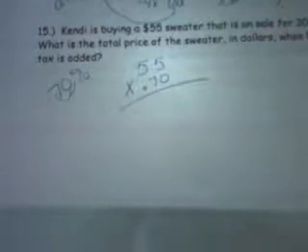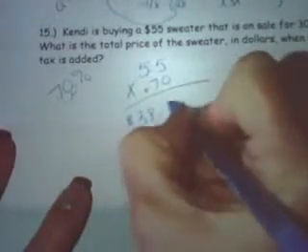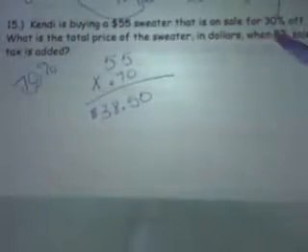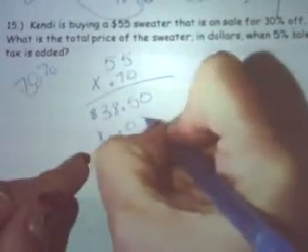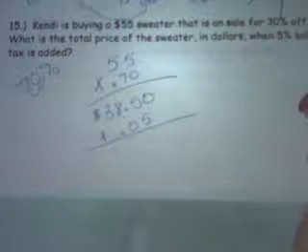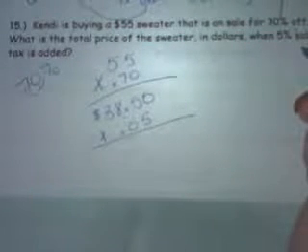Because 70% as a decimal becomes 0.7, 55 times 0.7 means that sweater is going to cost me $38.50. But there's sales tax. How much sales tax? I have to add 5% sales tax to this, so I have to multiply this by 0.05. And that's 5%. 38.5 times 0.05.